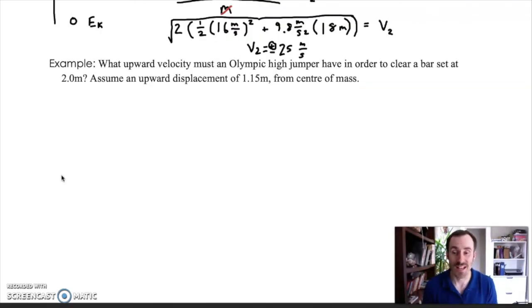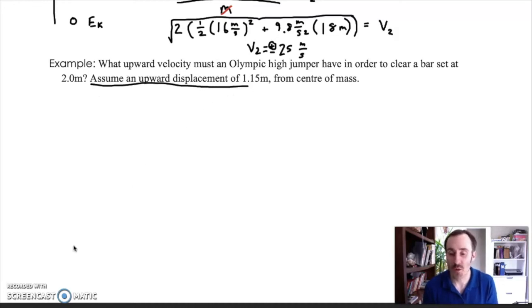And now our final example. What upward velocity must an Olympic high jumper have in order to clear a bar set at 2 meters? Assume an upward displacement of 1.15 meters from center of mass. Now, this second part here is important. Assume an upward displacement of 1.15 meters from center of mass.